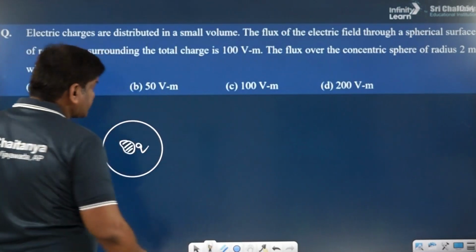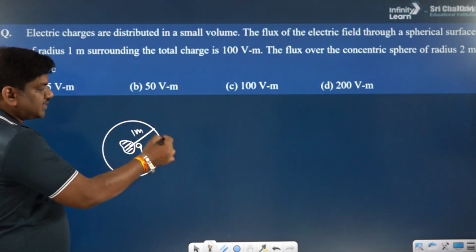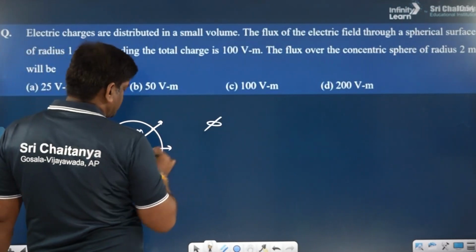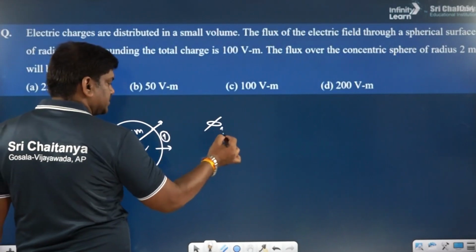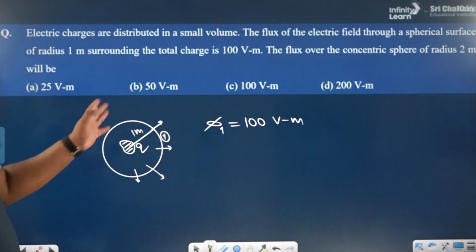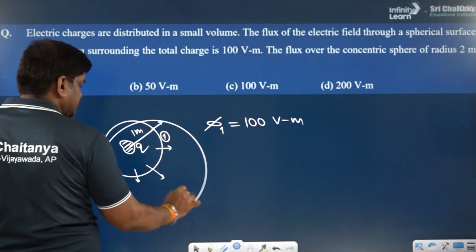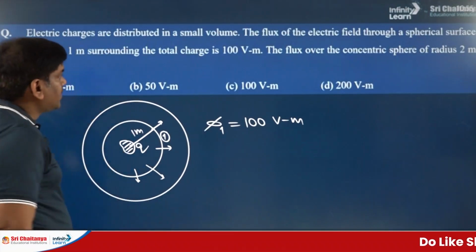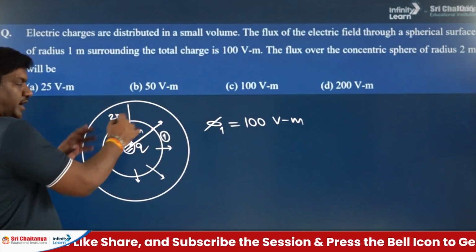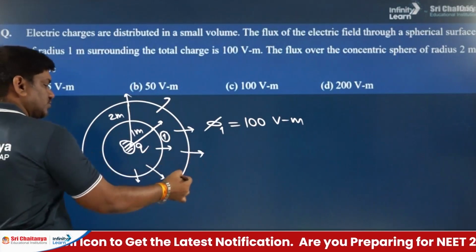which has a radius of 1 meter. So through this spherical surface, what is the total flux passing? They have said that the total flux which is passing through this spherical surface, I just give the name to this as 1, is 100 voltmeter. Find out the flux which is passing through the concentric sphere. Concentric sphere means there is another sphere which has the same center. But this time the radius of the concentric sphere is 2 meters. So this is 1 meter, this is 2 meters. That means it is the inner sphere, it is the outer sphere. And they are interested to find out the flux which is passing through this.